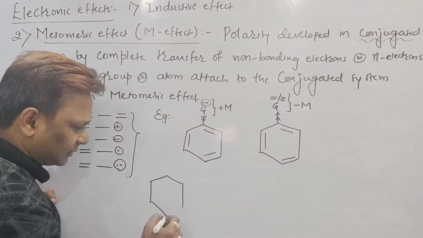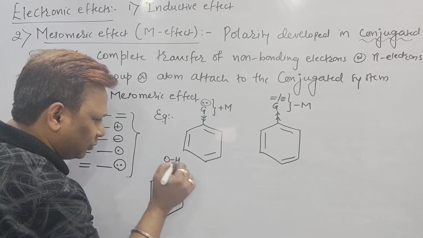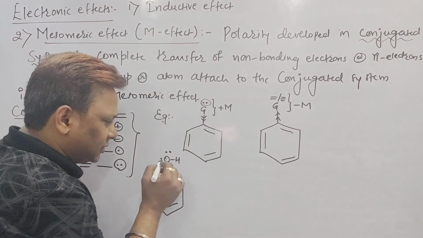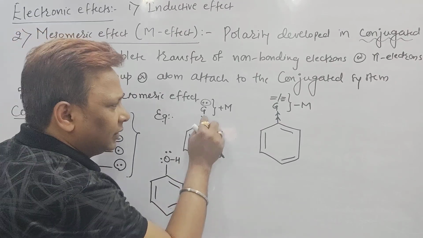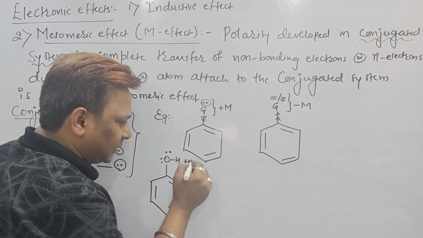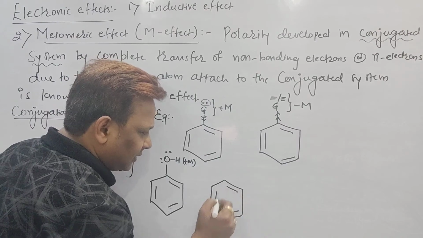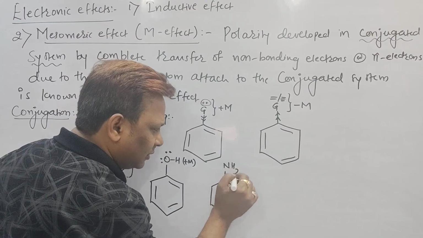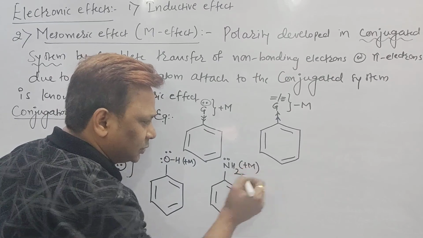See, it is a benzene ring, but it is attached with the OH group. And do you know it is called phenol? It shows plus M because the oxygen atom is having a lone pair. It can provide the electron, because according to the rule, an atom having a lone pair acts as plus M. So it will have a plus M effect. In the same way, it is a conjugated system attached with an atom or group, something called NH2, and because the nitrogen still has a lone pair, it also shows a positive mesomeric effect.